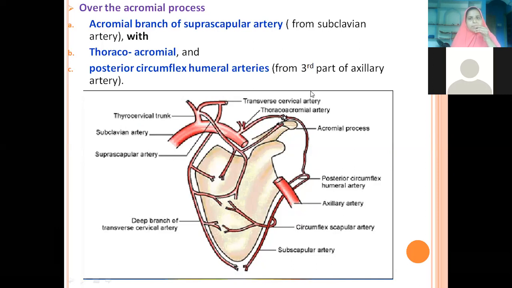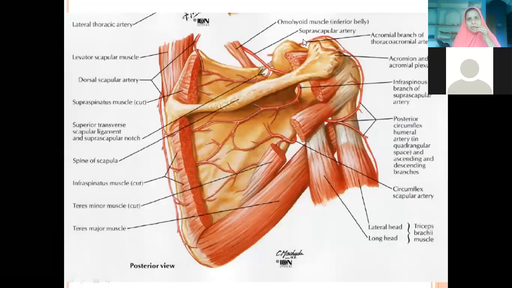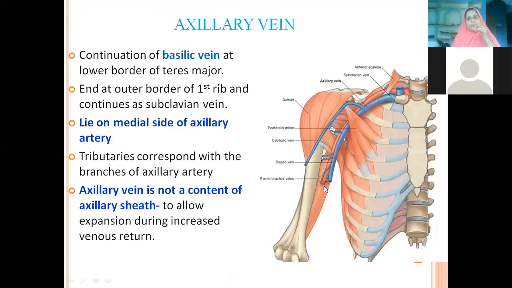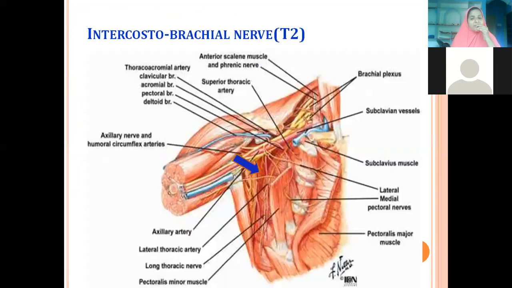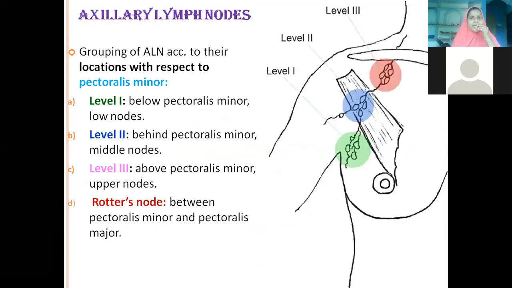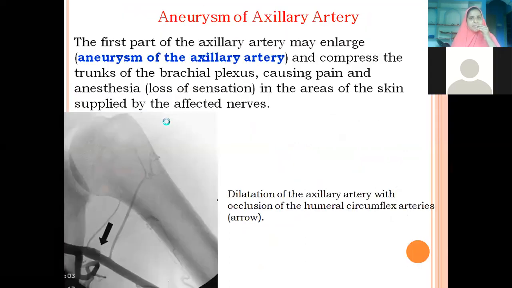Okay, but please remember this is the anastomosis around the acromial process: acromial branch of suprascapular, thoracoacromial and posterior circumflex humeral. Okay, so we have anastomosis around the acromial process, and we have anastomosis around the scapula. Okay, so the axillary vein and all, I will elaborate when we are doing venous drainage of the upper limb. Okay, the axillary group of lymph nodes we will take as a separate class.